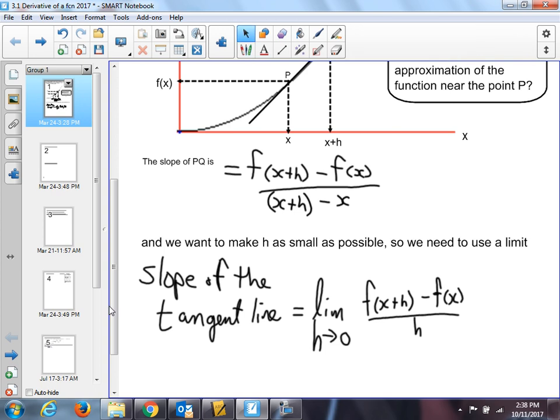Now, this isn't earth-shattering, it's more or less what we've been doing before. We call this a derivative. We'll have a notation, several notations for derivatives. But before we get into notation, I want to talk about an explanation so that you understand it in words.